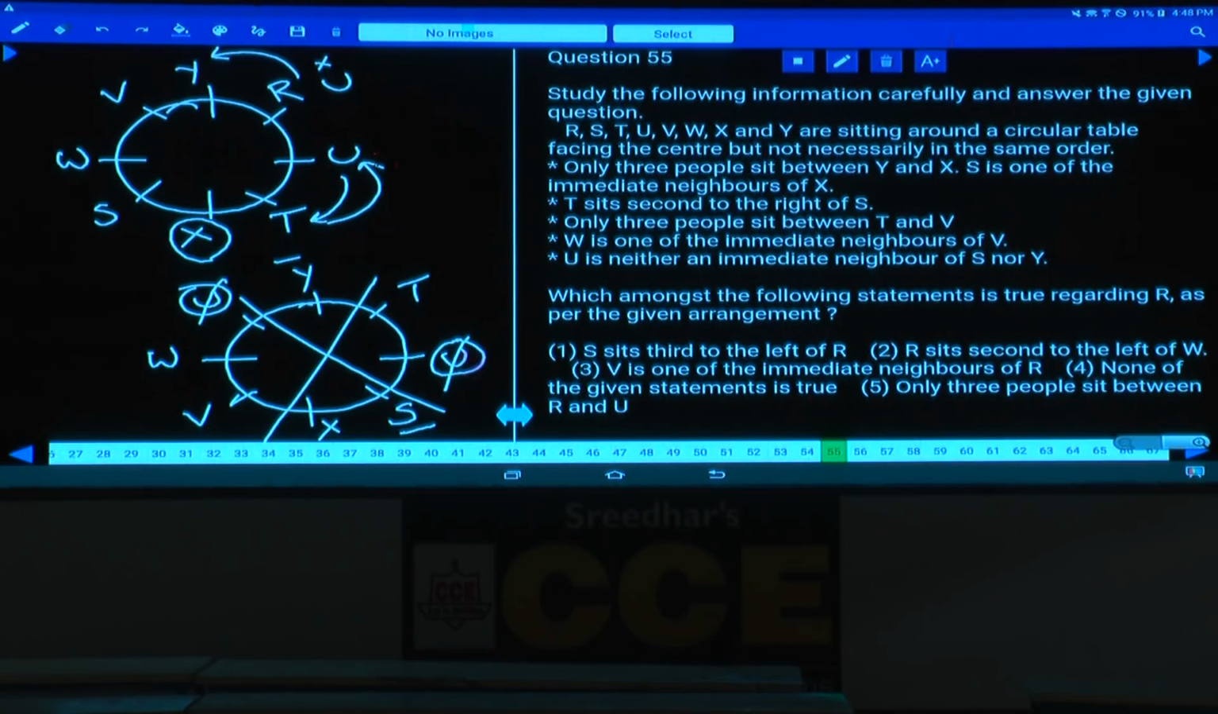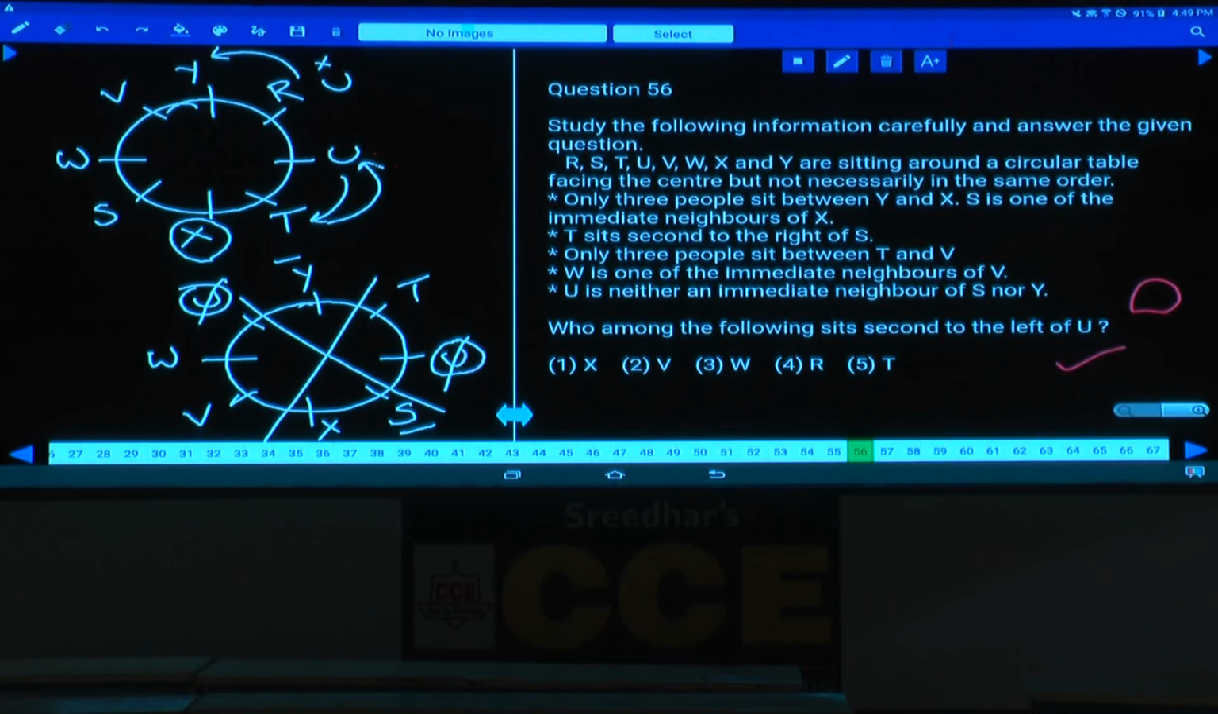Then question number 55. Which among the following statements is true regarding R as per the given arrangement? As per the given arrangement, S sits third to the left of R, that is false. R sits second to the left of W, that is also false. Next one, V is one of the immediate neighbors of R, that is also false. Only 3 people between R and U, that is also false. Then what is your answer here? None of the given statements is true, that is choice 4. Question number 55, choice 4.